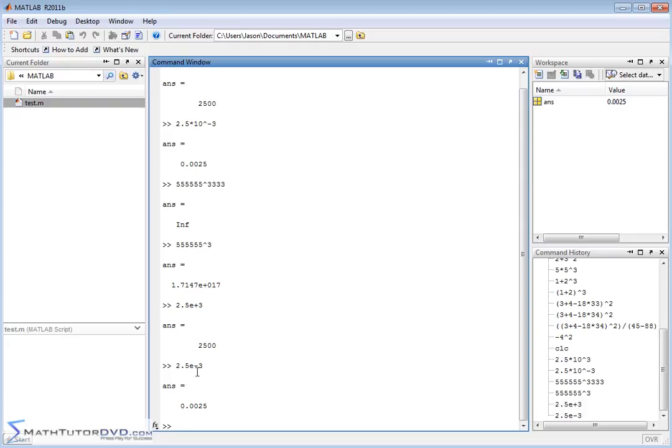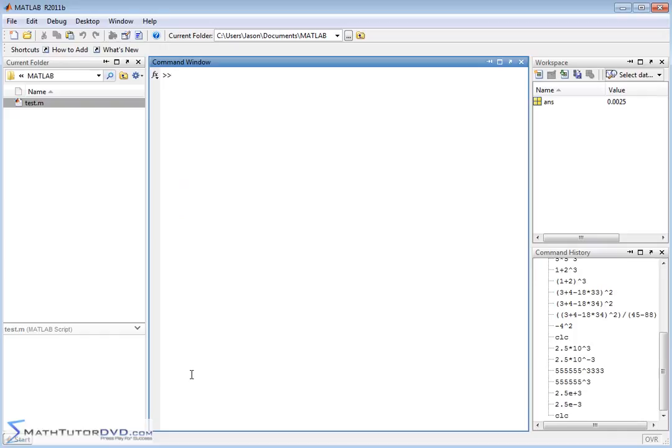Just make sure that whenever you're typing this in, you remember that this E here has nothing to do with the mathematical constant E. It means exponent, or really it means scientific notation. It means power of 10, which is typically what you see in a calculator as well. So it has nothing to do with the constant E. So let me clear the screen.